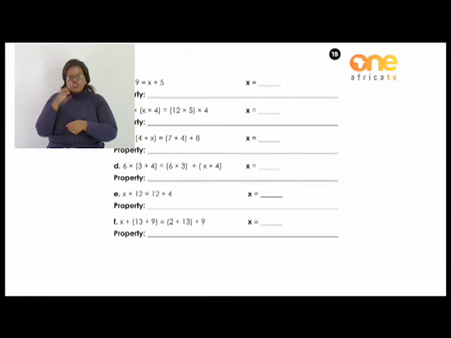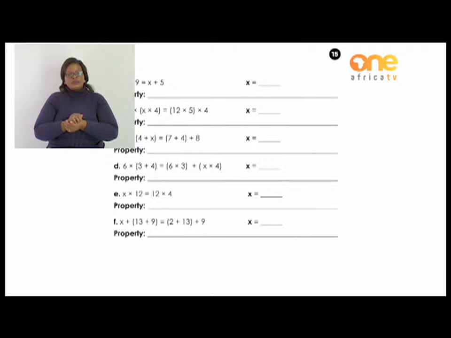And then you also need to explain what property is applied there. There is a word property. You need to explain which property. If it's associative, then you have to write it associative property. Or if it's commutative property of addition, then you have to write it in that manner.